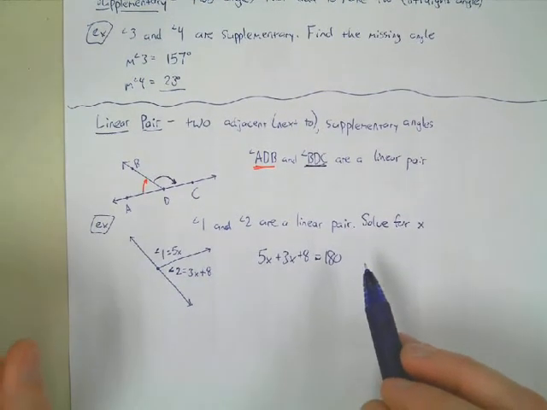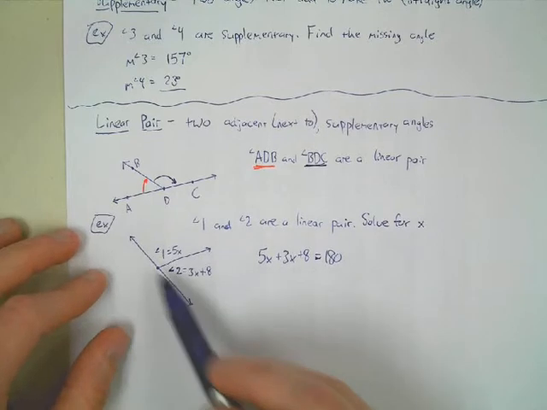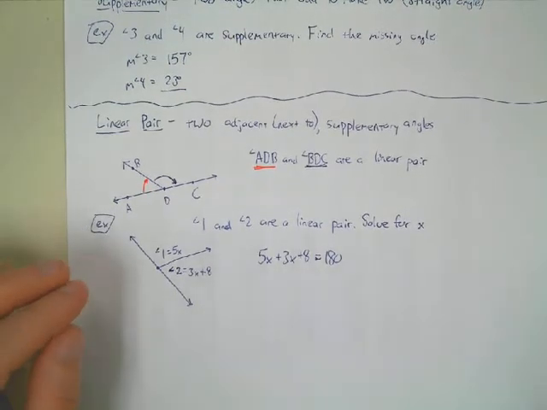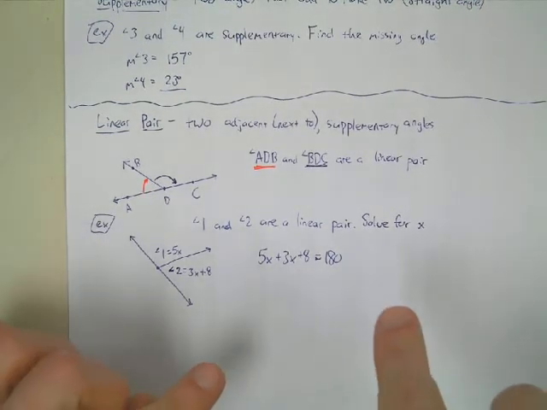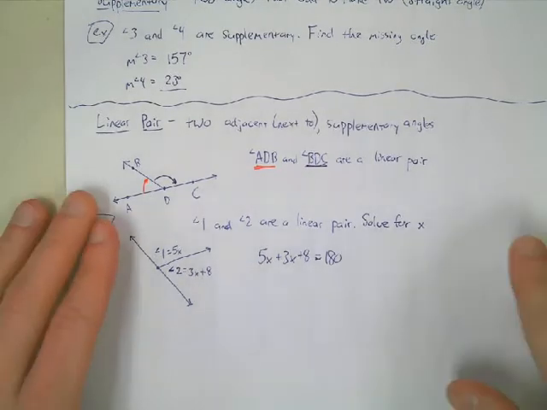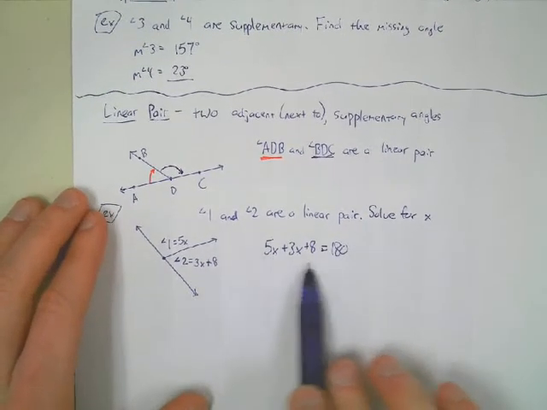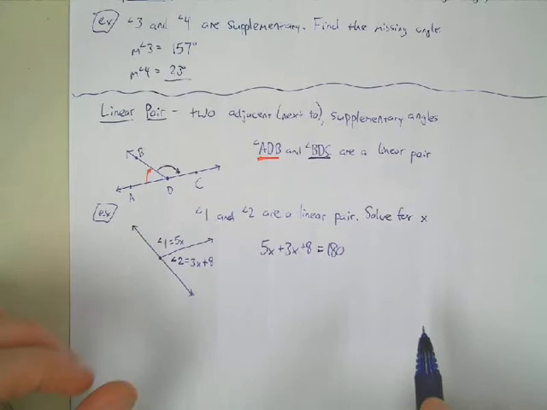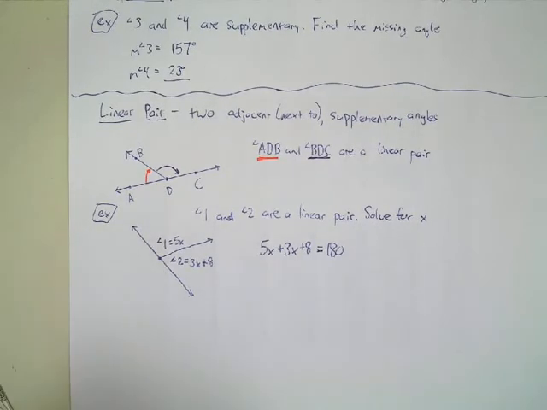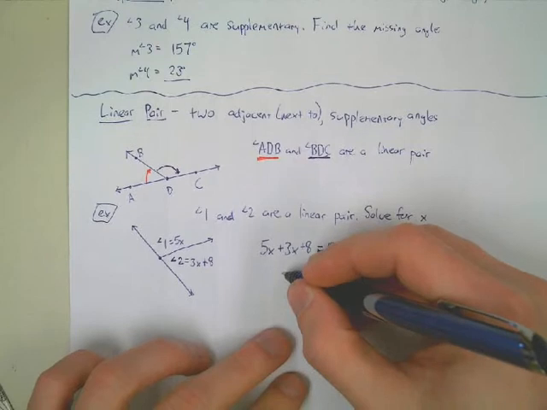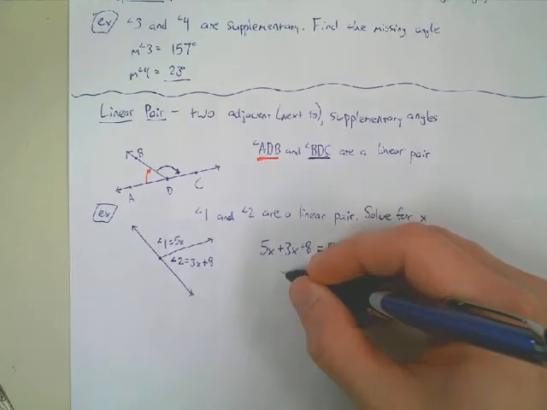Okay? Can you solve the equation from here, Colin? What should be our next step? We have some like terms over here, don't we? What are the like terms we can combine? Okay, so 5 plus 3 is what? When we combine, what is 5x plus 3x? Yeah, 8x. You got it. Good. Plus 8 equals 180.